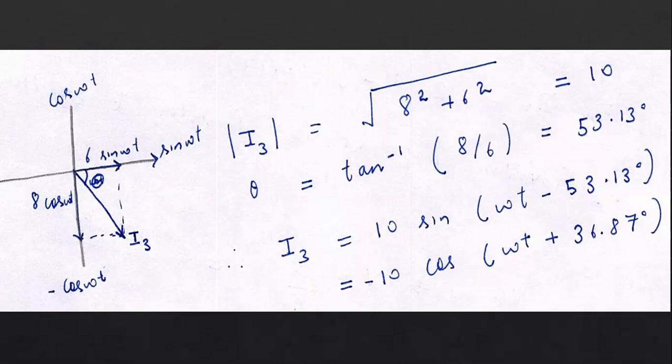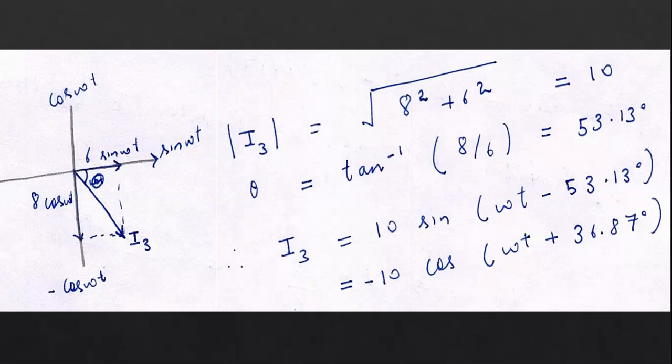But now we know that this angle is with respect to sin omega t. So when we write the equation for I3, its magnitude is still 10, but the angle will be, for x-axis, sin of omega t minus 53.13 degrees, and for y-axis it will be cos of omega t plus 90 minus 53.13. So it will be 10 cos of omega t plus 36.87 degrees.